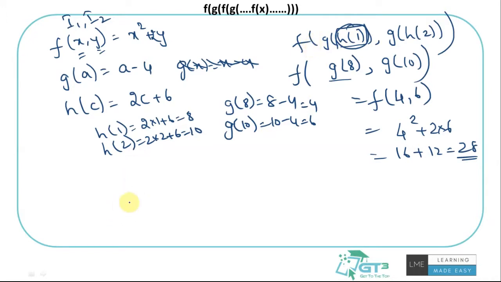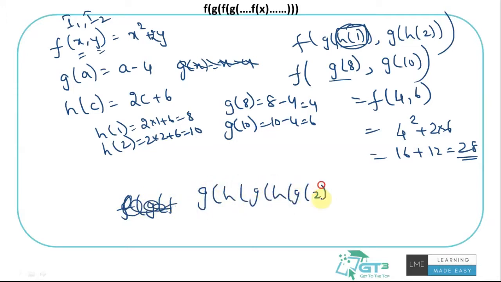Let me give another example. What is the value of g of h of g of h of g of 2? Otherwise I can write this as g o h o g o h o g of 2, with o instead of brackets. It's basically the same thing. You won't have a function defined as o, the functions are defined as g, h, g, h, g.